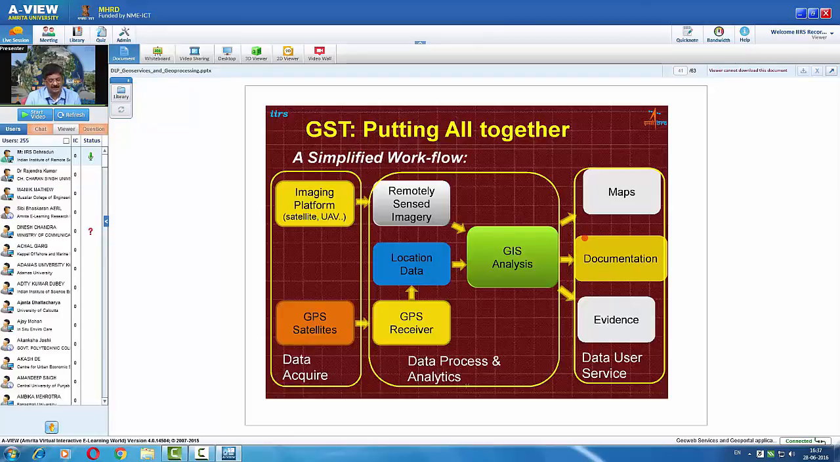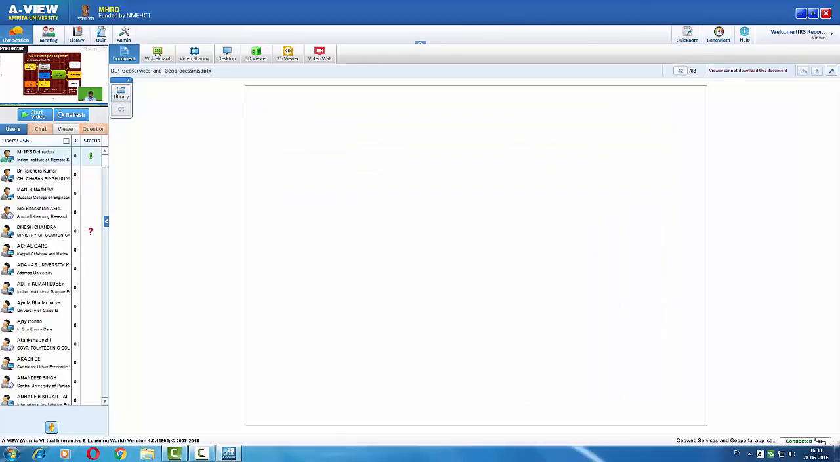Then we have GPS satellites providing the location information. When these data sets are all connected, we get the location information as well as remote sensing data combined to make a GIS analysis workhorse. Once this GIS analysis part is completed, the end objective or the user's requirements are how we can generate maps, how we can document the information collected and evidence, as well as how we can use this data for immediate applications in hand. So this is the overall platform for how GST can be implemented in the applications one demands.